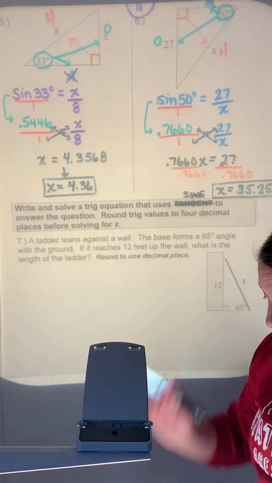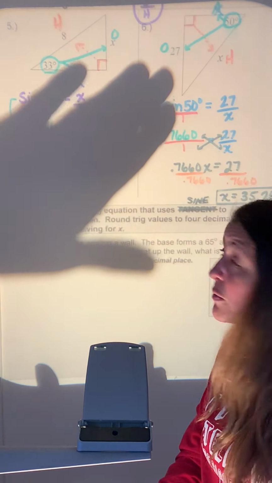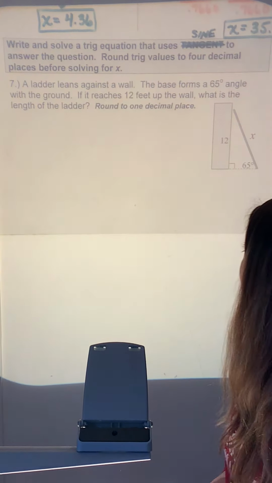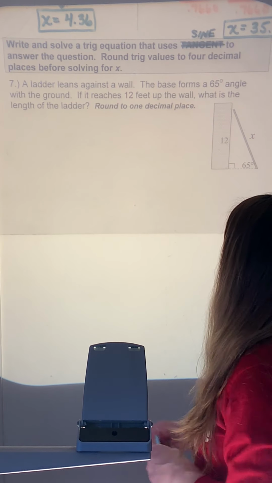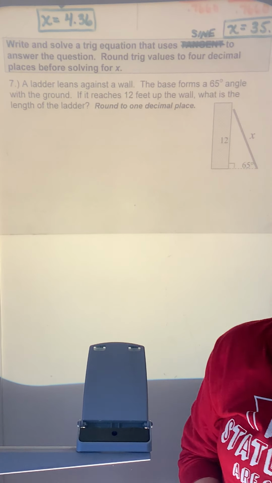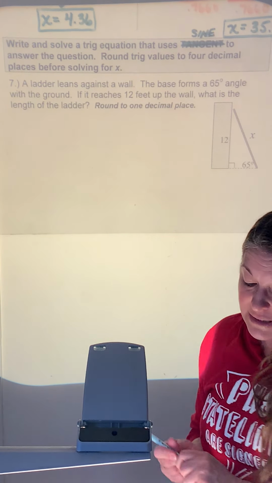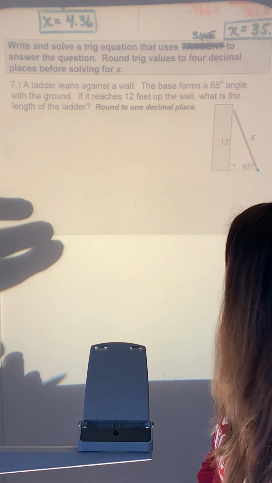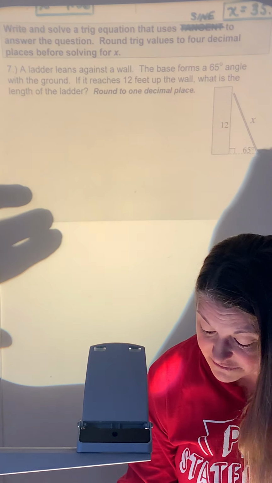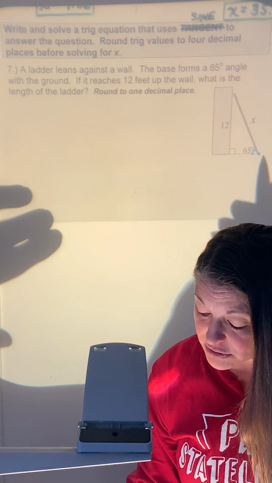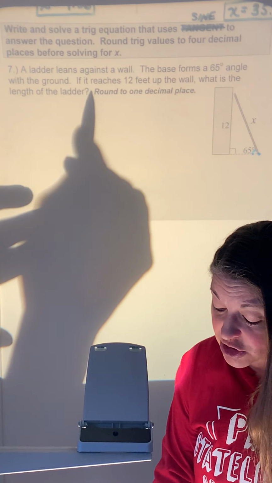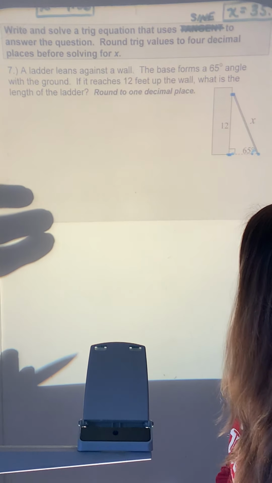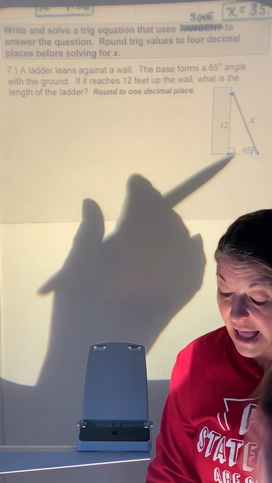Now let's move on to the word problems, which is basically going to have us doing exactly what we did up here, but putting in that real world spin. We're going to write and solve a trig equation that uses sine to answer the question, and we're going to do the same thing we just did above. Here we've got a ladder leaning up against the wall. The base is always the bottom, so the base of the ladder forms a 65-degree angle with the ground. We also know that the ladder reaches 12 feet up, so from here to here is 12 feet. And we want to know the length of the ladder.